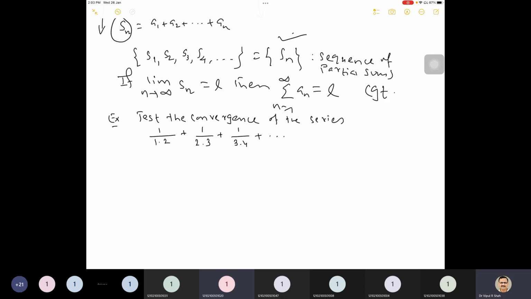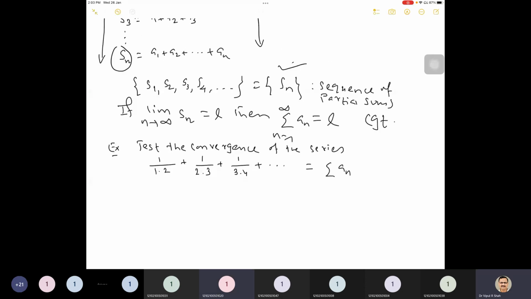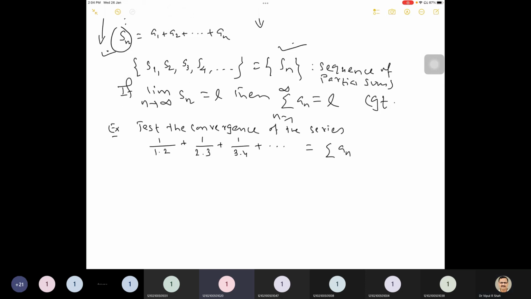Let us see how we do it. So this is the series of An. The basic thing is we need to find out Sn. Right now we are using this definition. Sn is what? A1 plus A2 plus and so on An. That is Sn.